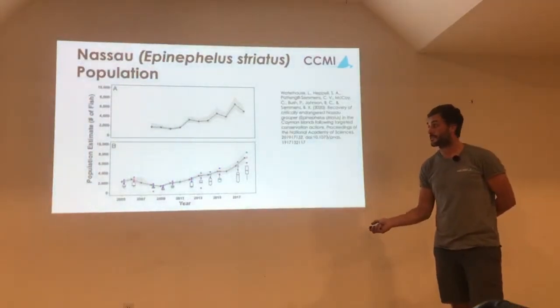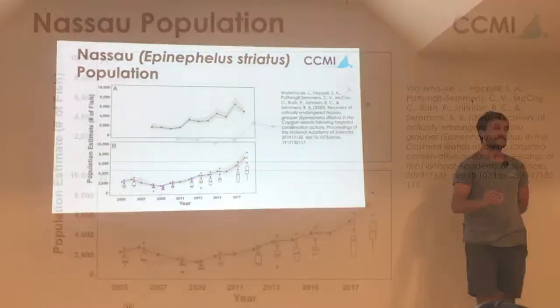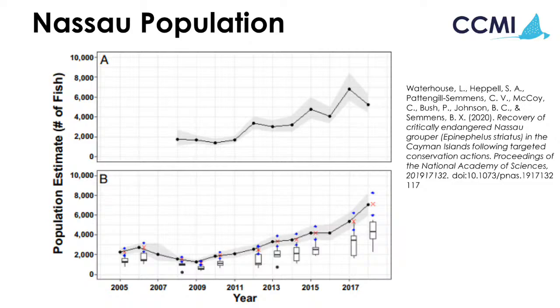Interestingly, what this data also found was that every grouper that was acoustically tagged of sexual maturation size always went back to the spawning aggregation, so a 100% return rate if the grouper was of sexual maturity, which is pretty cool.